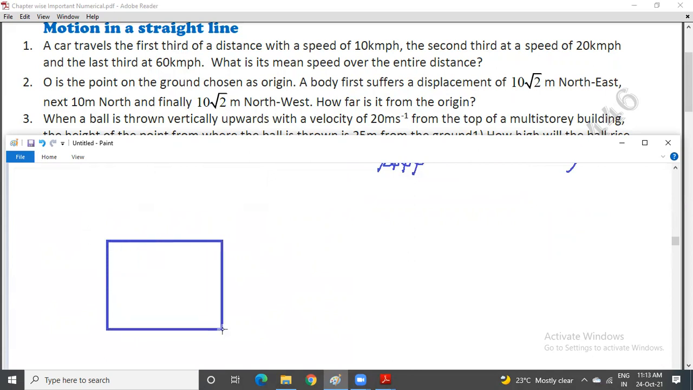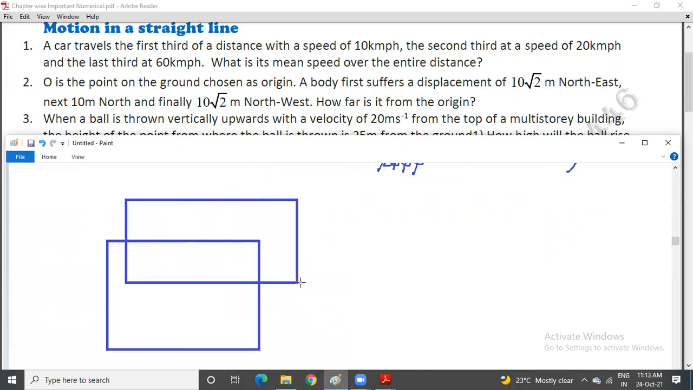Like this you take. So this is just like a room. Just you join like this. It will be like a room. Now, body first suffers a displacement of 10 root 2. Say this is y-axis, this is x-axis, this is z-axis.